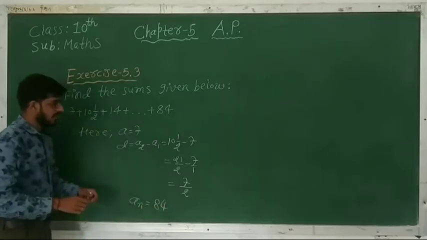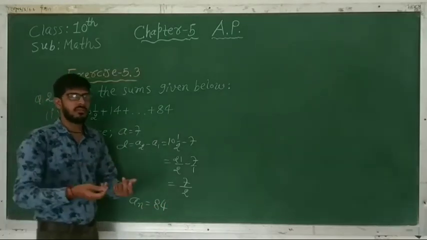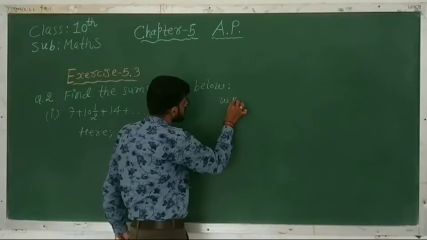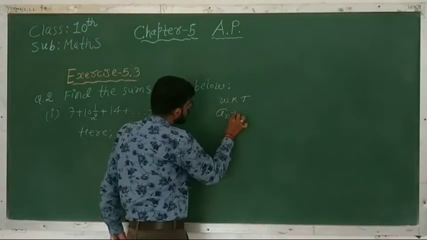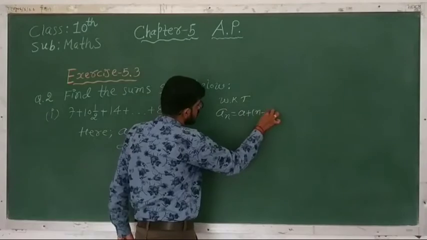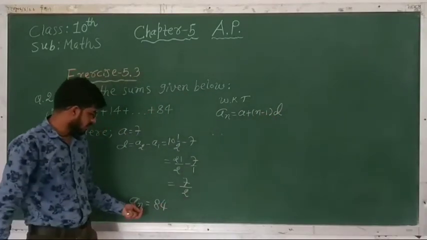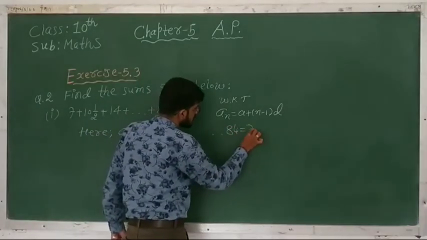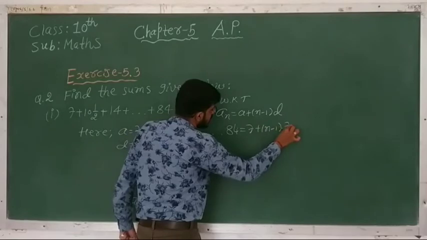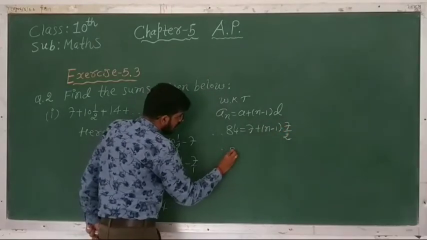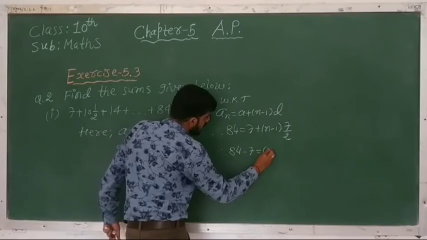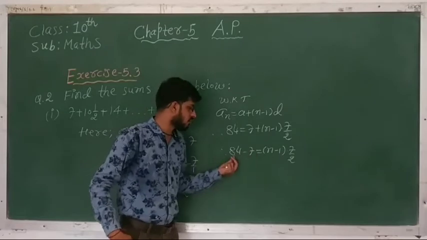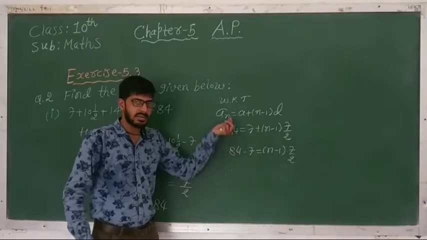Now we have to use the formula for the number of terms. We know that an is equal to a plus n minus 1 into d. Here the last term is given, 84. So 84 is equal to 7 plus n minus 1 into 7 by 2. Therefore 84 minus 7 is equal to n minus 1 into 7 by 2. So 84 minus 7 is 77.